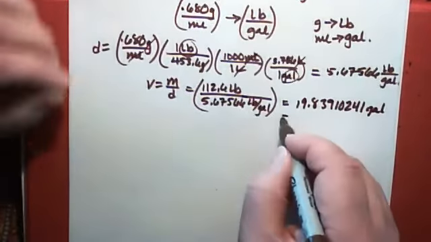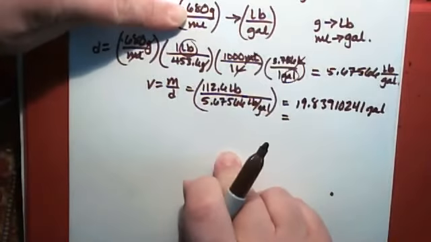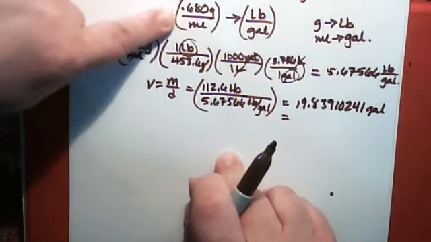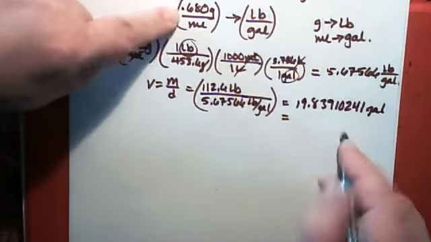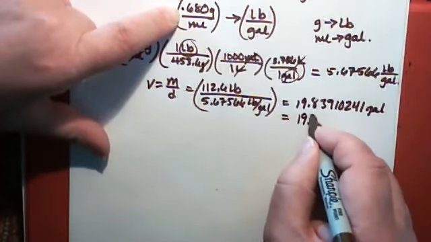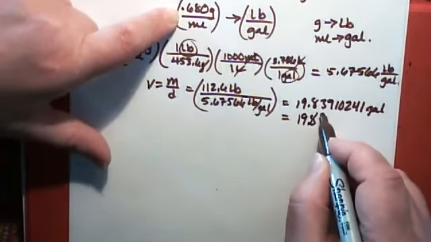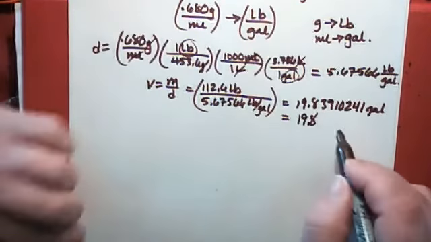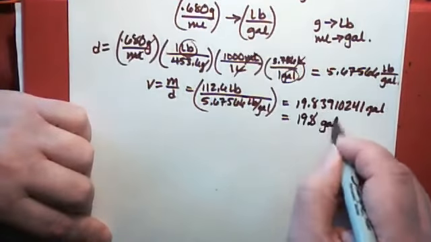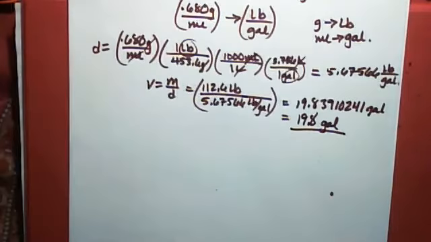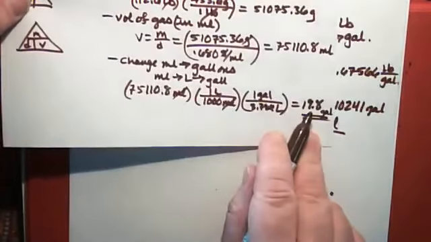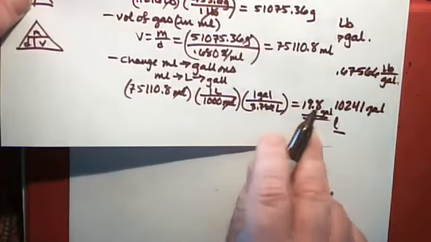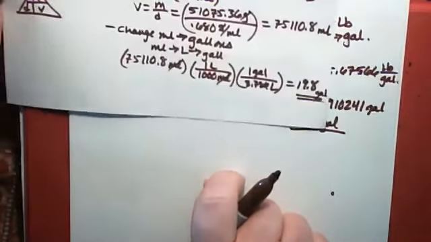And it's 19.83910241 gallons. Once again, it looks like 0.680 is the limiting factor here for significant figures. So it's going to be 19.8 because the first digit we're dropping is a 3. And so that will have no effect on the digits before it. So 19.8 gallons is our answer from this method. And lo and behold, that was the answer from the last method.